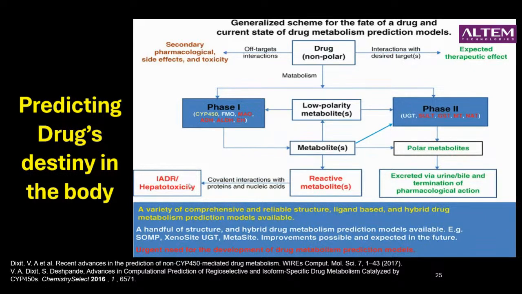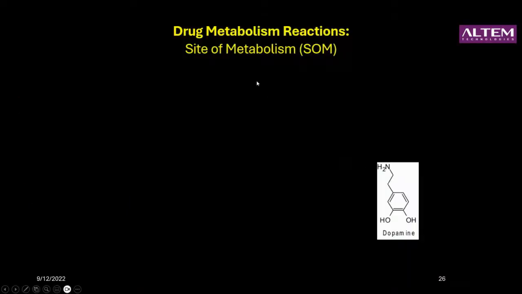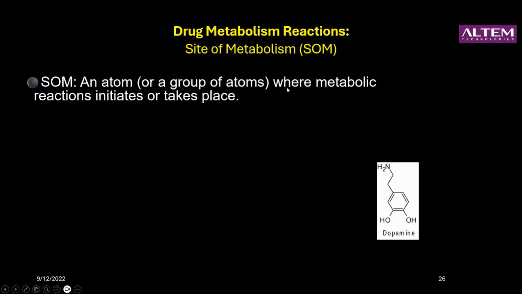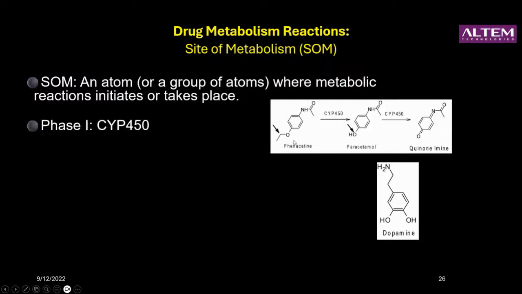So when we understood all this, we decided that not only cytochromes but other phase 2 enzyme prediction methodologies are also required. So since then we are working in the area of drug metabolism prediction, and as you know, site of metabolism is an important concept in this area, which can be defined as an atom or a group of atoms where metabolic reactions are initiated. So if you can see, very simple example, phenacetin undergoes metabolism at the carbon, gets converted into paracetamol, which undergoes metabolism at the oxygen, gets converted into reactive metabolite.